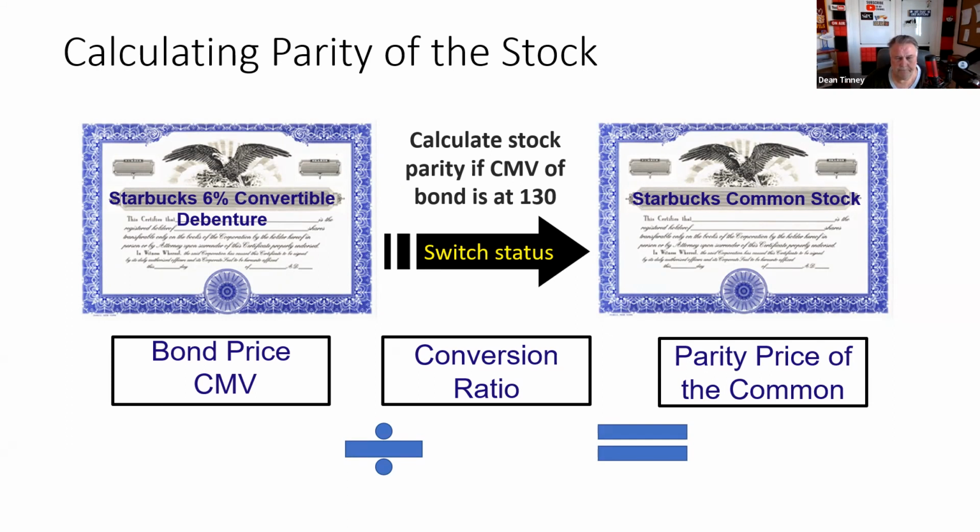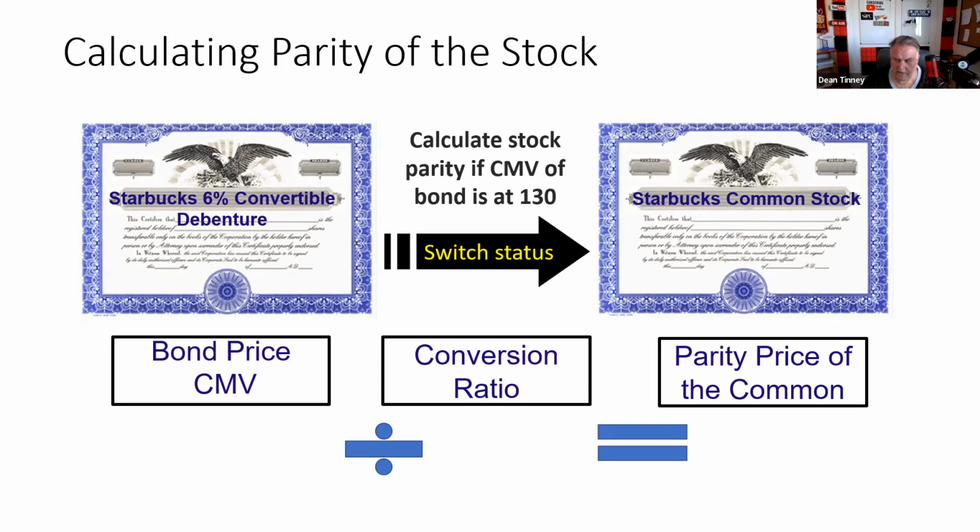All right, so here we go. A convertible bond is trading at a 30% premium to par. It has a conversion price of 40.